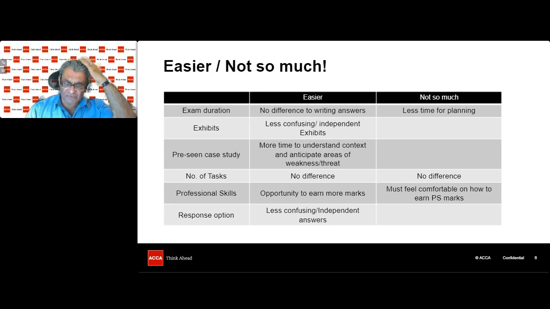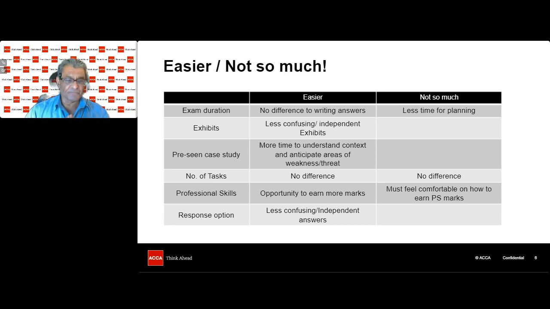So how much difference does it make? Is the exam easier as a result or not? I get asked this question a lot, and I suppose easier is something we each define for ourselves. But let's go through what I like about the changes.